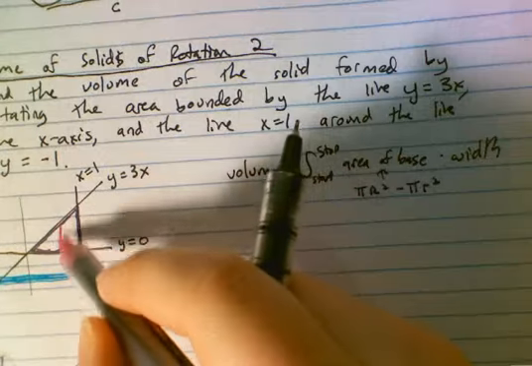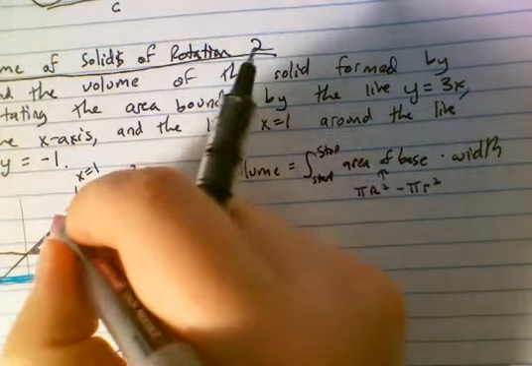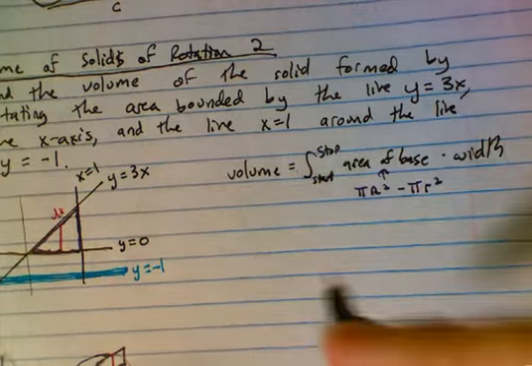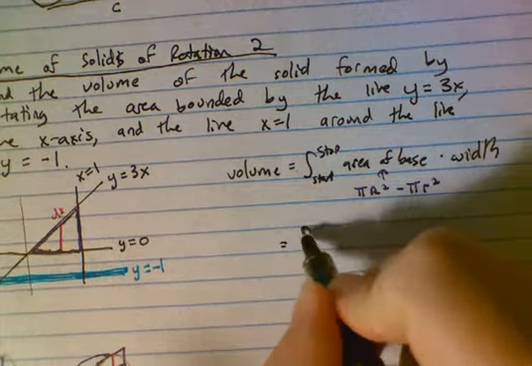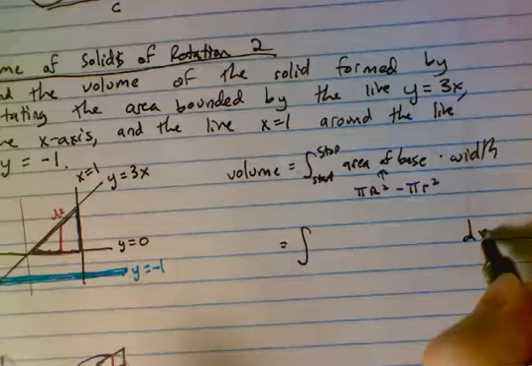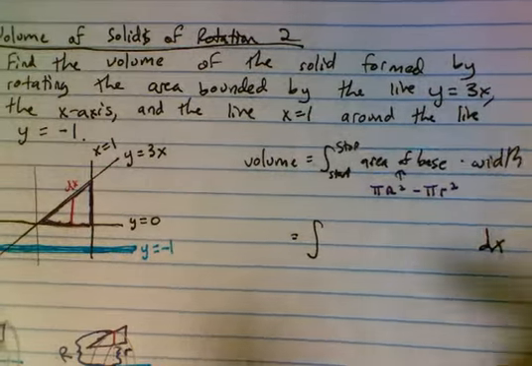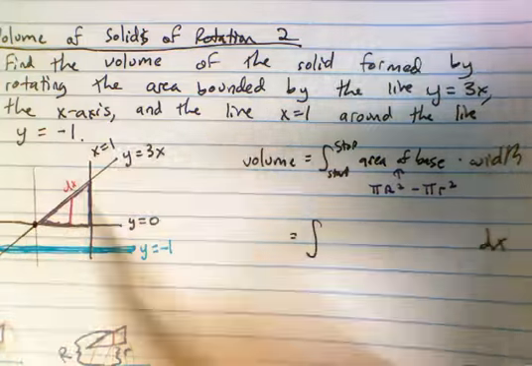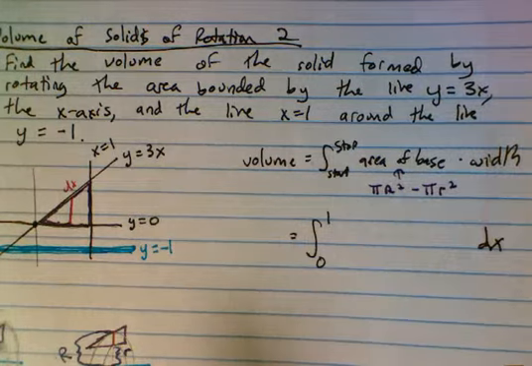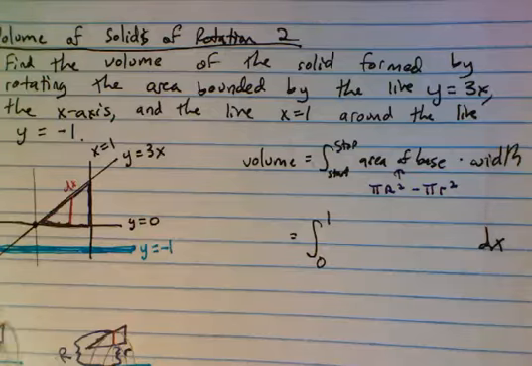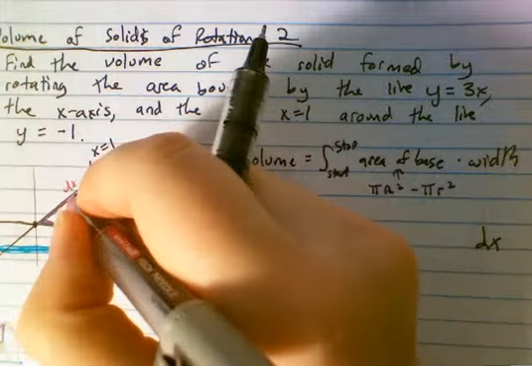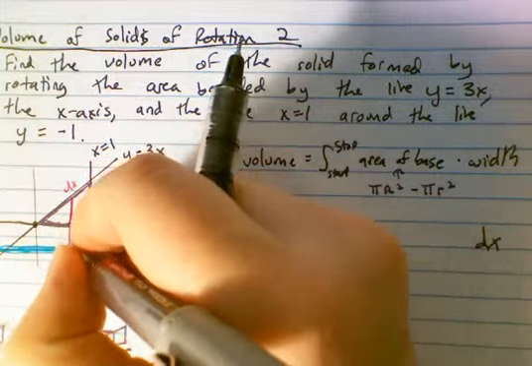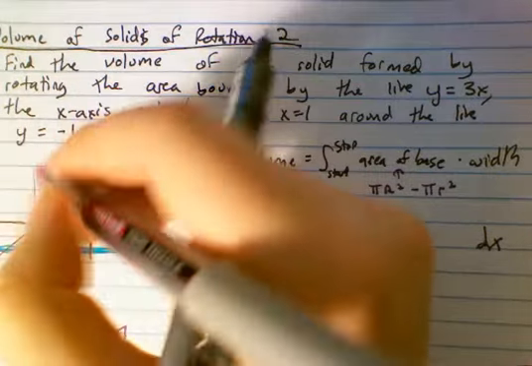Instead of labeling this height, I'm still seeing that this is going to be a dx, so when I'm doing my volume, I can do dx. Since it's x, I'm going to be going from where x equals 0 up to where x equals 1. But now I'm going to extend this line down to touch the axis. This is going to be my big R.